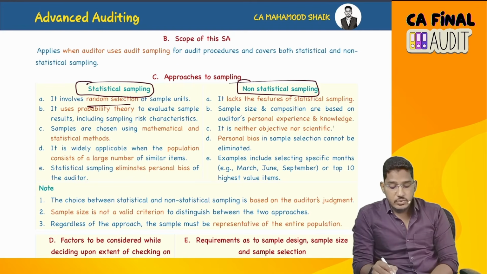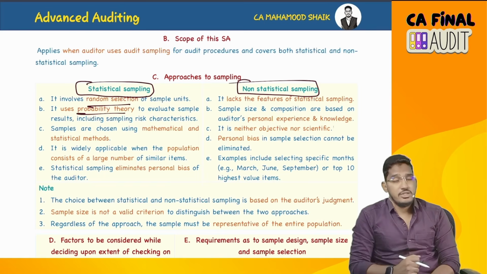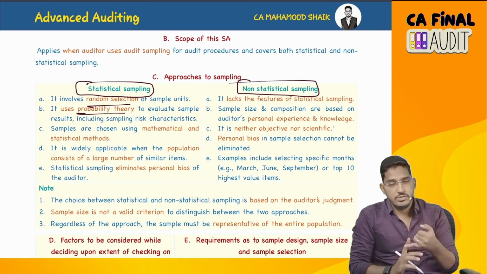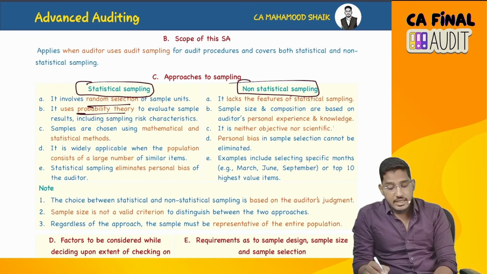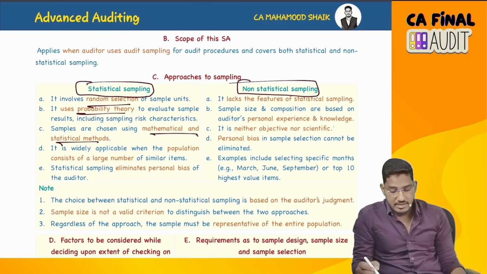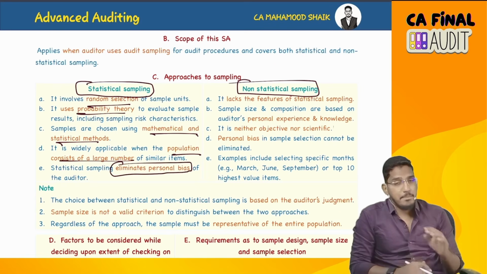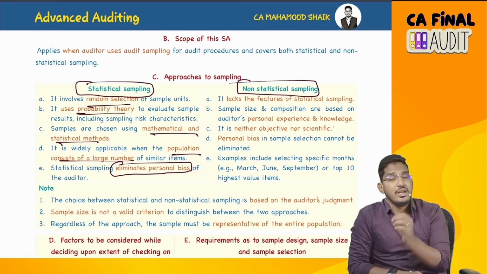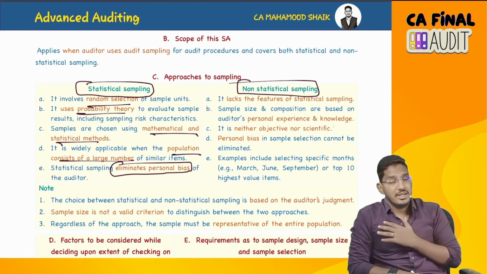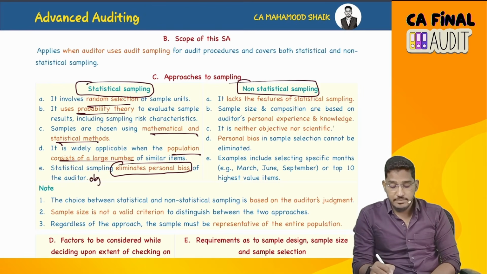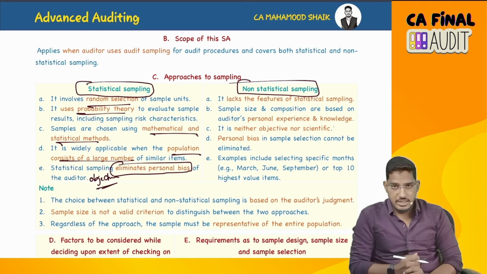And also in statistical sampling, we make use of probability theories. This method is a little scientific. Why? Because we use mathematical concepts, statistical concepts, and mainly probability theory. This method is very suitable for populations which contain a large number of similar items. The most important factor here is that in statistical sampling, personal bias will be completely eliminated. Since I am giving equal chance of selection to each and every item, there is no scope for my personal bias here. This method I can also call objective. Statistical sampling is an unbiased method.